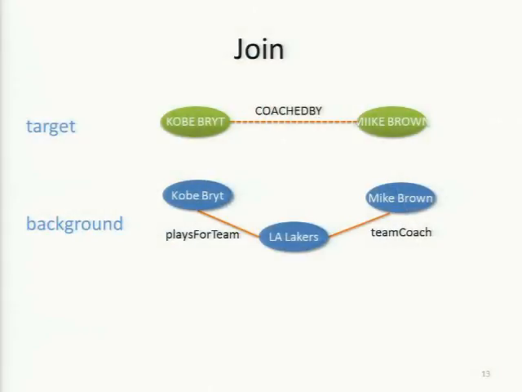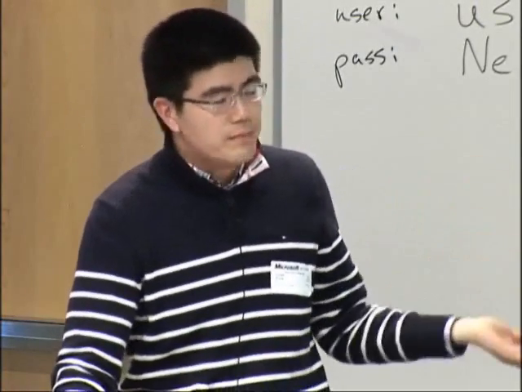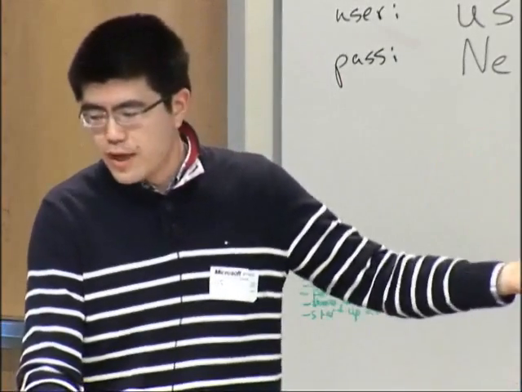Here is a simple example. For example, in your target ontology, you have a relation coached by. It has an example, Kobe Bryant and Mike Brown. In your background knowledge, there is no direct connection between Kobe Bryant and Mike Brown.